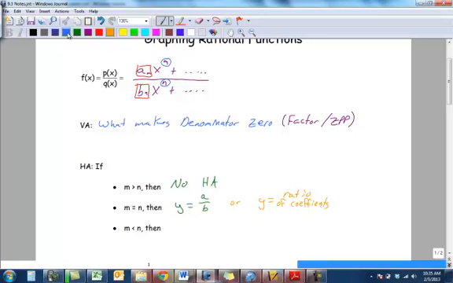Now, the other scenario is m is less than n. Now, here's the thing. The book says it's y is equal to 0, but I think that's wrong. I don't think that's right. Y, in my opinion, is y is equal to k. Now, let me show you why.